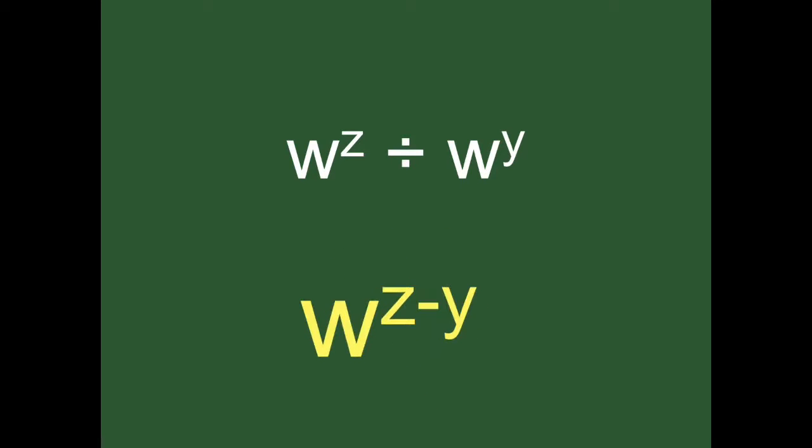In our next example, we have letters instead of numbers, but the bases are the same. So we keep the base and we subtract the exponents. What does that look like? What is z minus y? Well, I don't know what z minus y is, so I can just write it as w stays, and z minus y is the exponent.